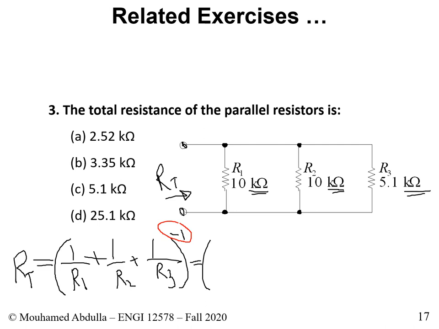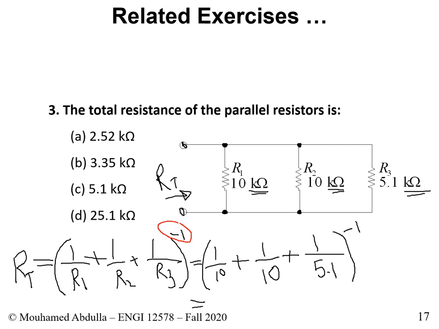As we discussed in lecture one. So let's just do it. So 1 over 10 plus 1 over 10 plus 1 over 5.1. We don't need to write kilo because everything is in kilo, and the final result will also be in kilo. So there's no need to write the kilo. And then don't forget your minus 1 here.